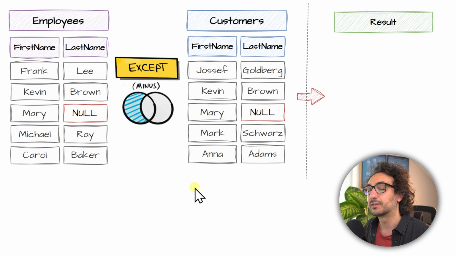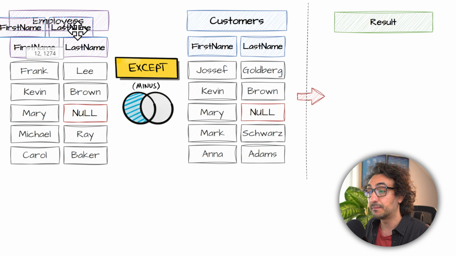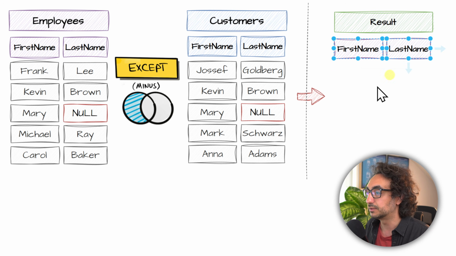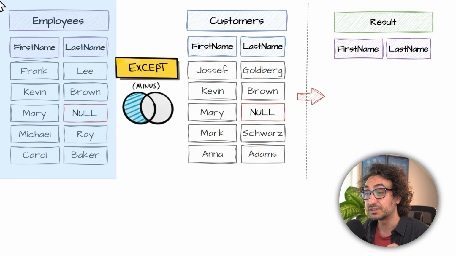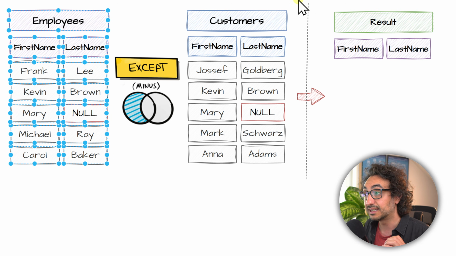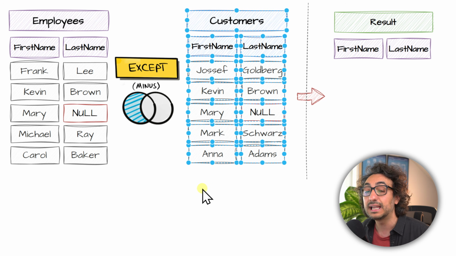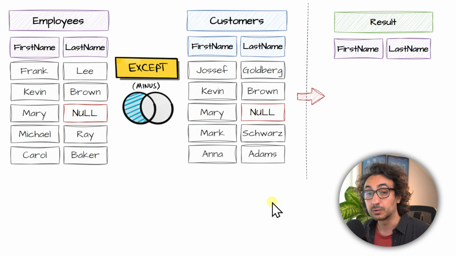So let's see how SQL is going to execute it. It's going to take, as usual, first the names from the first query, from the employees, and put them in the output. SQL is going to present data only from the first query in the output, and it's going to use the customers only as a check. So SQL will not put any data or rows from the customers. It will just use the second query as a lookup in order to check the data.